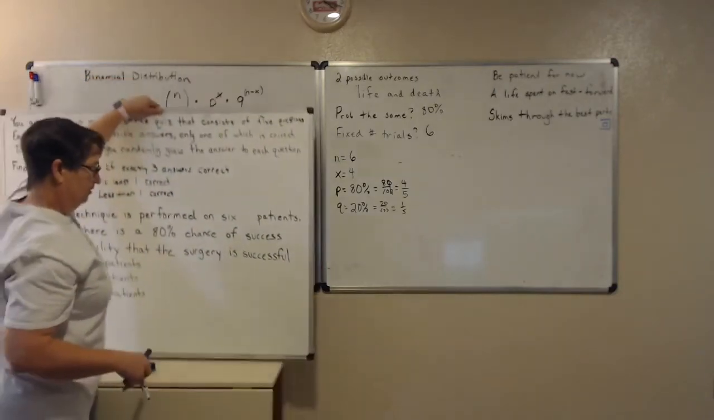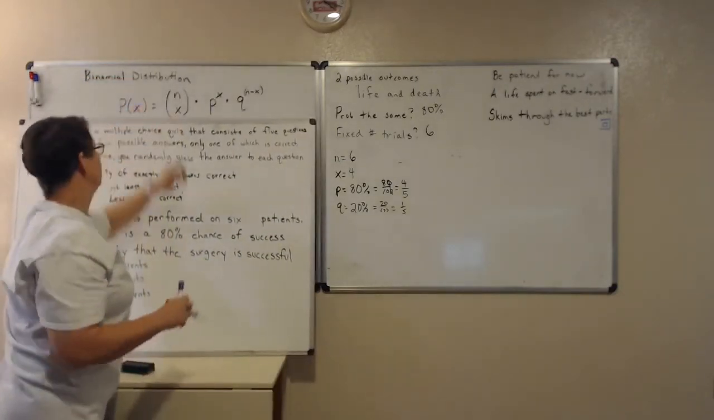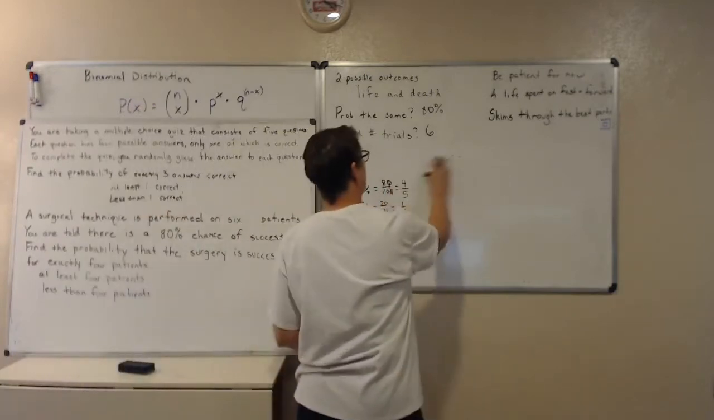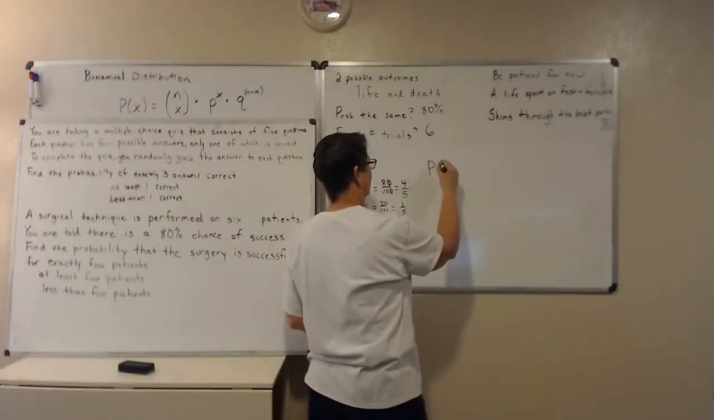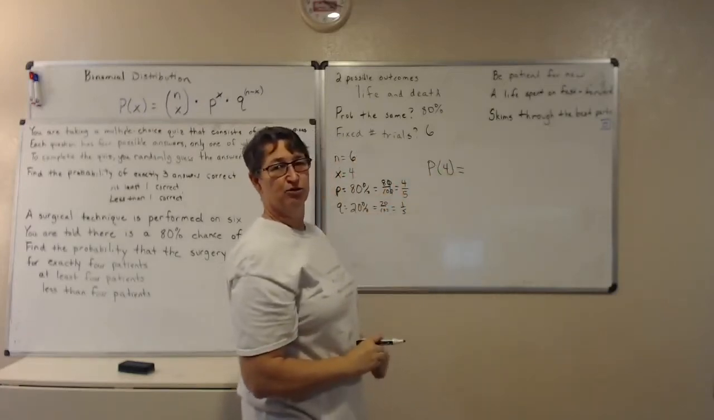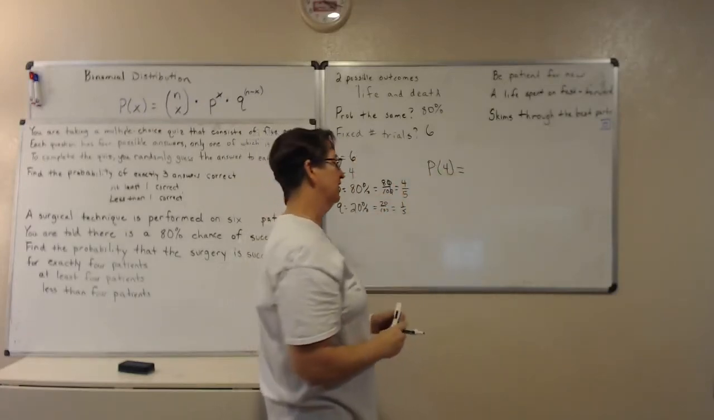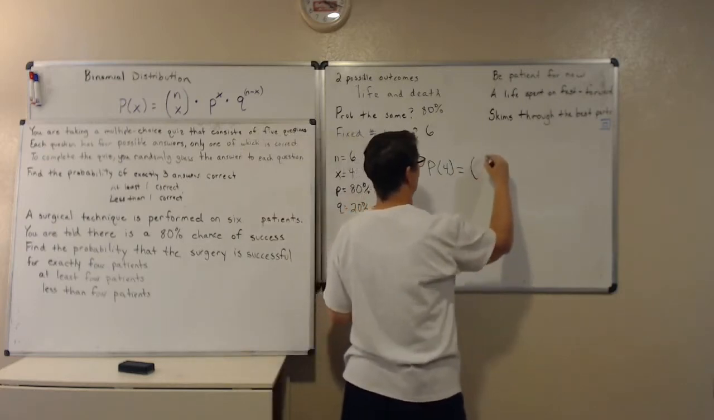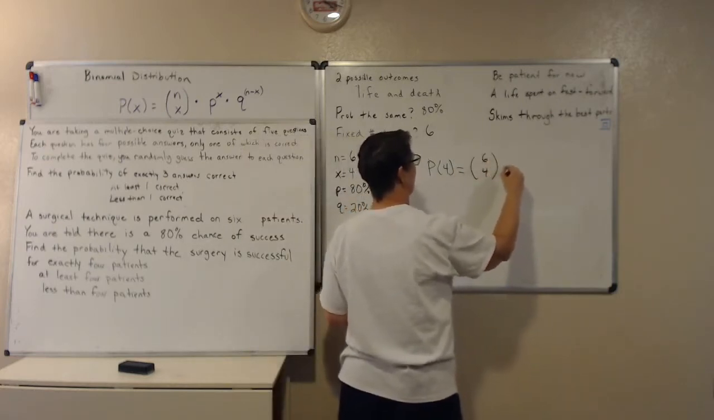All right, so let me put the question back up here for you. So exactly 4. And Adam, you are exactly right. First thing we want to know is how many different outcomes, which ones of those patients are the ones that live and which ones die. So 6 choose 4, how many different ways could that happen?